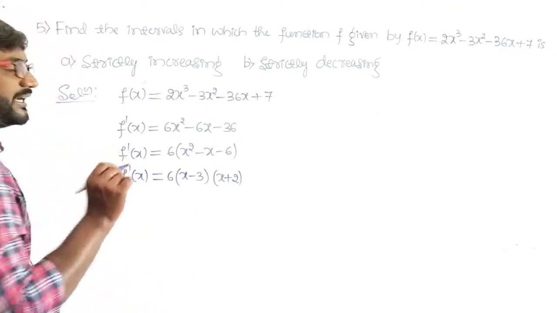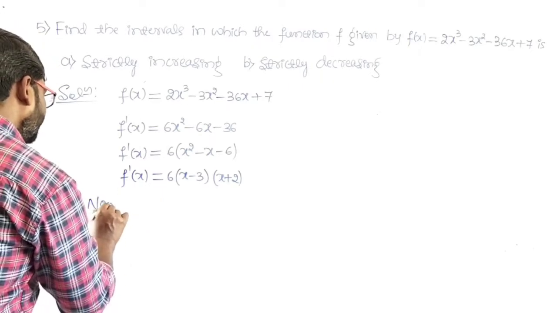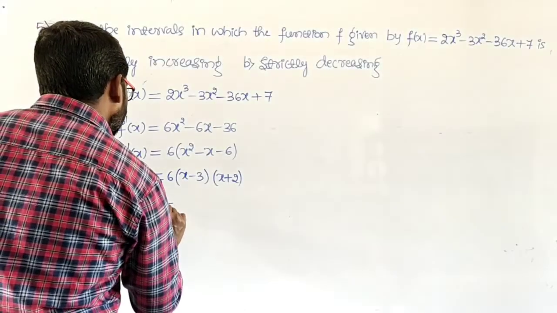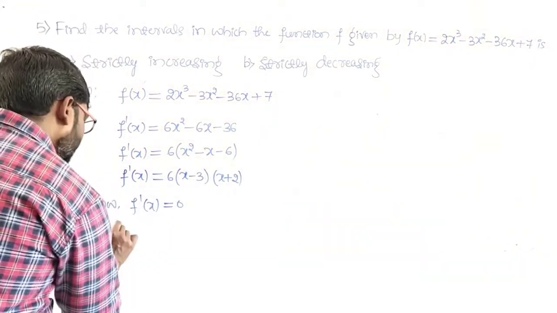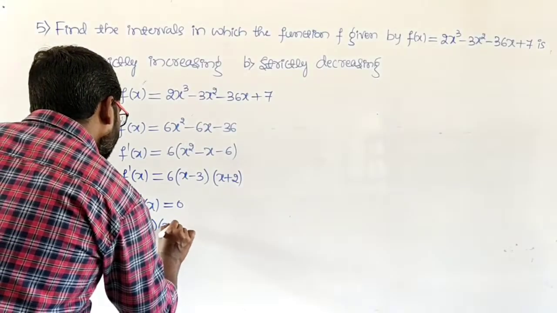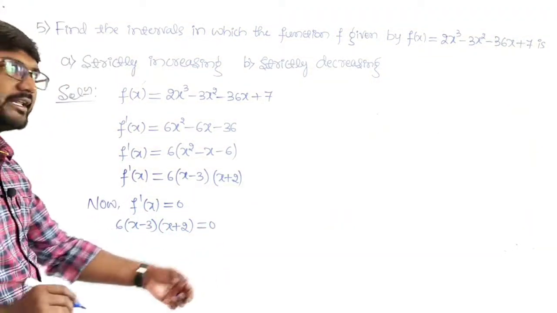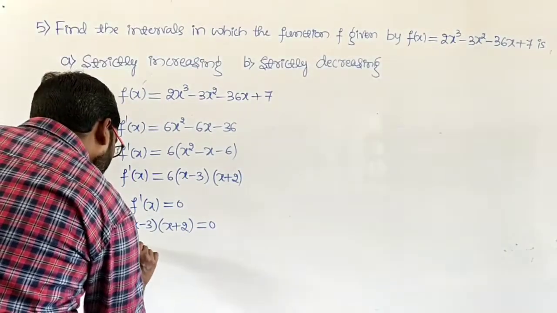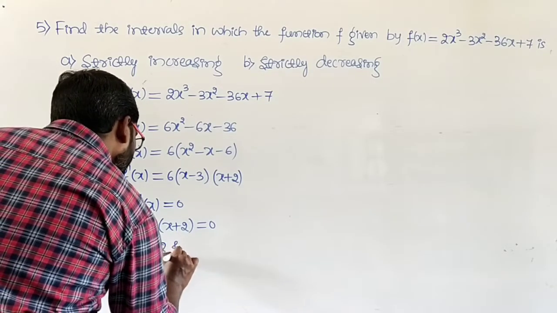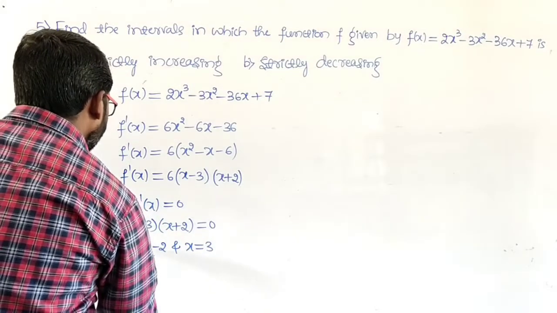So now to get the points you have to equate f dash of x with 0. Now f dash of x equal to 0, that means you get 6 into x minus 3 into x plus 2 equals 0. Take 6 to the RHS, it goes to the denominator. Overall you get x equal to minus 2 and x equal to plus 3. These two are the values of x.